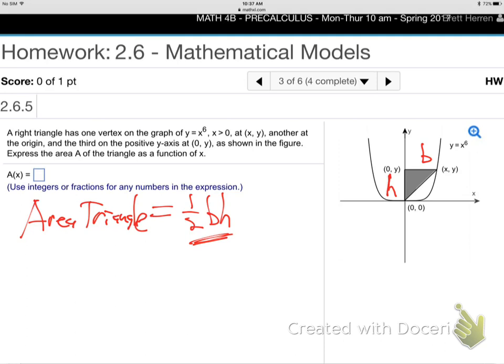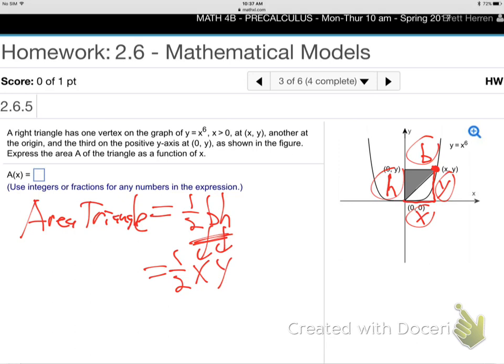All right, so what? Well, it's a half base times height. So looking at that picture, remember, this is the point X. This point here is the point XY. Be real clear on the rectangular coordinate system. What does that mean? That means over X, up Y. That's what any point means, XY: over X, up Y. So that means the base is X and the height is Y. It's a half XY.